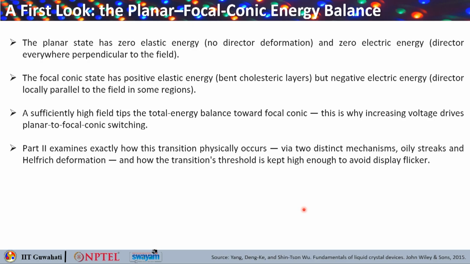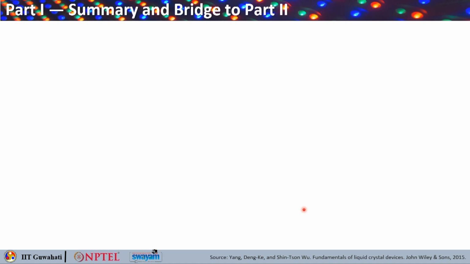In the next lecture, we will examine how this transition physically appears via 2 distinct mechanisms, that is oily streaks and Helfrich deformation, and how the transition threshold is kept high enough so that we can avoid display flicker.